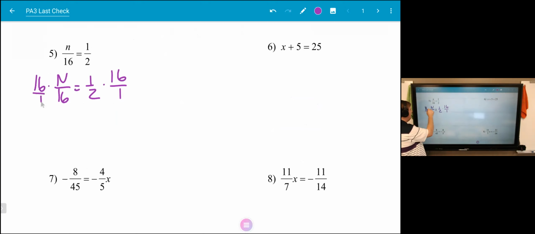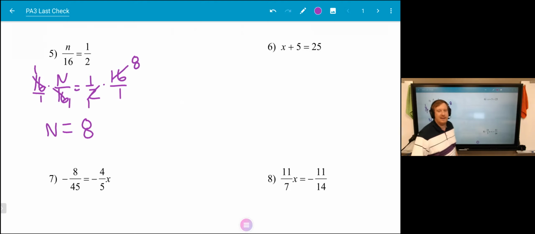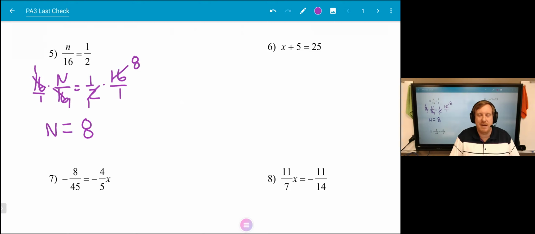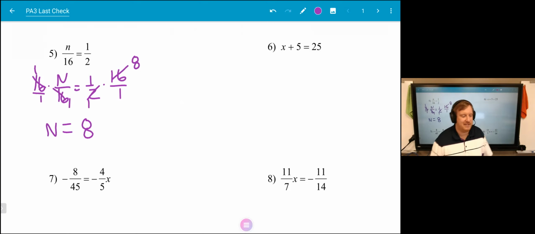Let's double check. This left-hand side simplifies to 1n, or just n. On the right-hand side, 1 and 1 is already simplified. How about 16 and 2? We can divide both of those by 2. 2 goes into 16 8 times. 2 goes into 2 1 time. And I get n equals 8 divided by 1, or in this case, just 8. Check your work. If you put in 8 for n, does that give you half? Is 8 divided by 16 half? Yeah, it simplifies to half. 8 is half of 16.